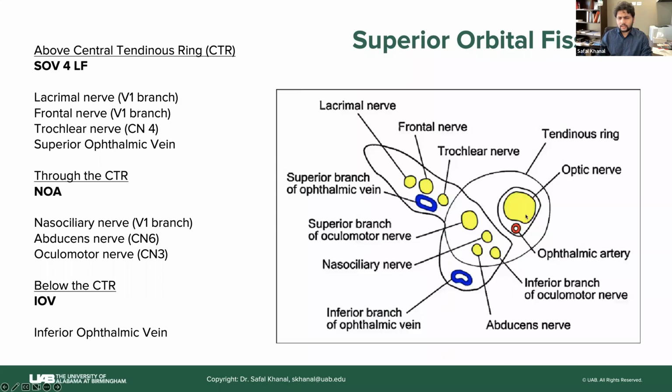And through the optic canal, it is ophthalmic artery and optic nerve. So ophthalmic artery passes through optic canal, but the ophthalmic vein actually passes through the fissures, superior and inferior orbital fissures.